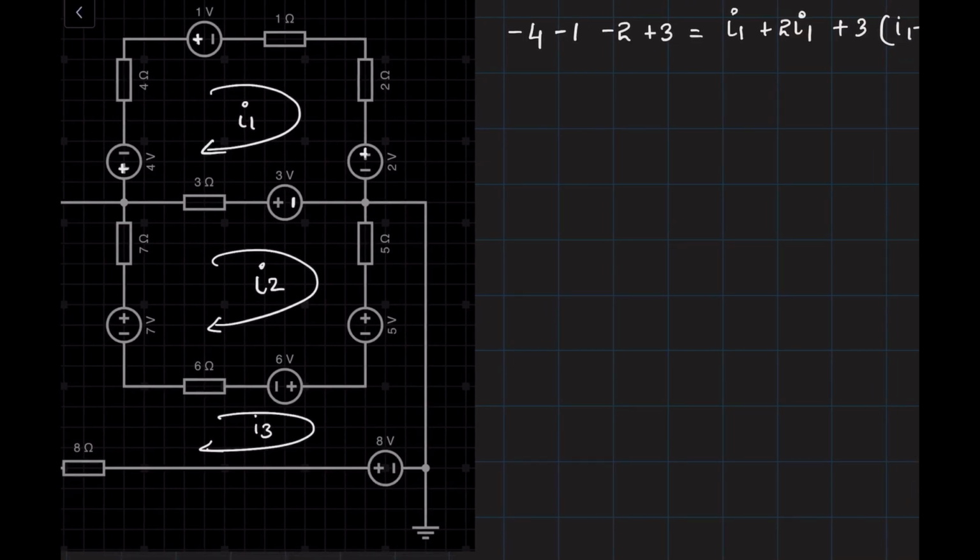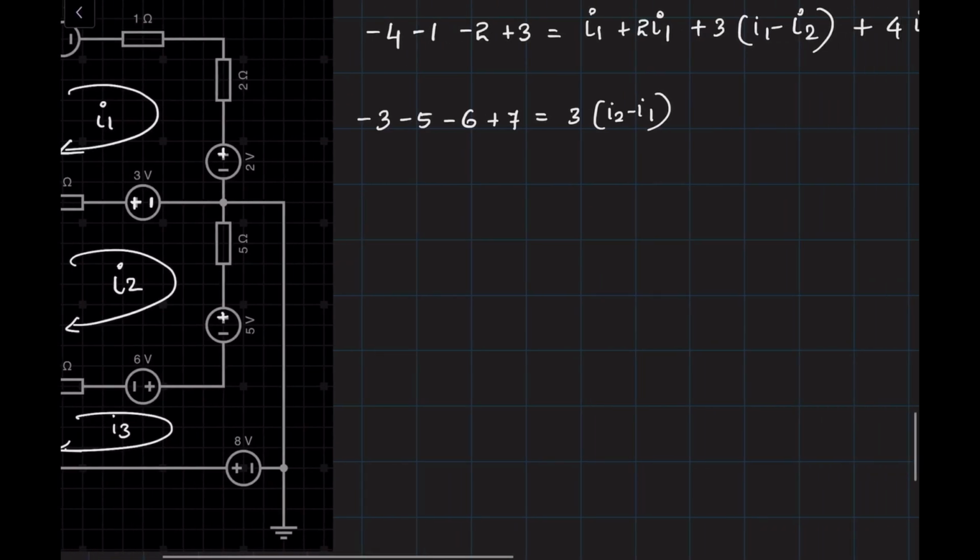Second loop, you can see the positive end of the 3 volt, so minus 3. Then again positive end of the 5 volt, so minus 5. Then minus 6, correct? Then plus 7 equals, let's take the resistor 3 ohm first, so 3 into I2 minus I1. Then we can take 5 ohm resistor. So remember, the current flowing through 5 ohm is I2 minus I3.